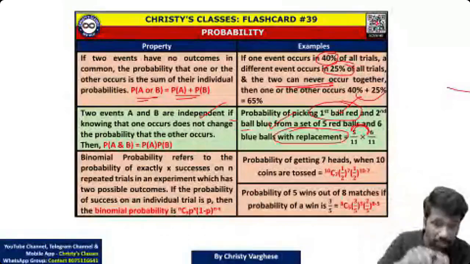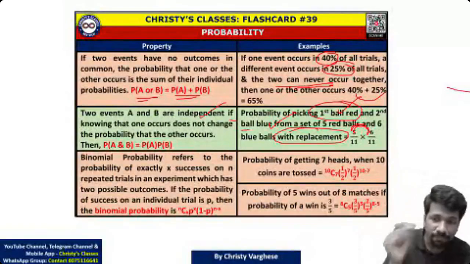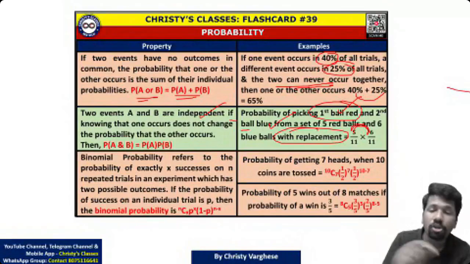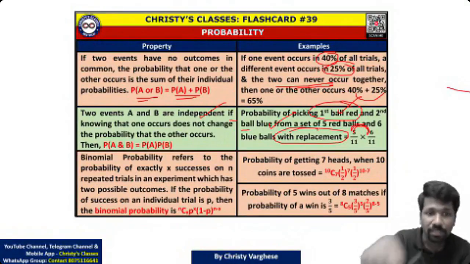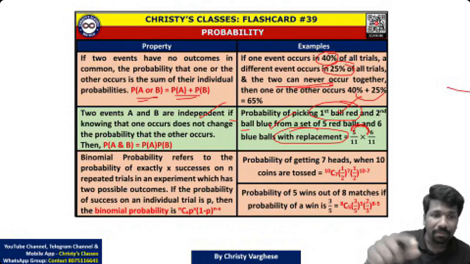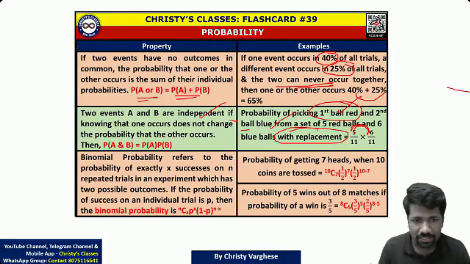If it is without replacement, it is dependent, because picking the first ball red reduces the total red ball number. That won't affect the total blue ball number, but the total number is affected. That is why it is dependent. Here it is independent. That is why you can just multiply. In the other case also you can multiply, but there are some rules that we will discuss later.